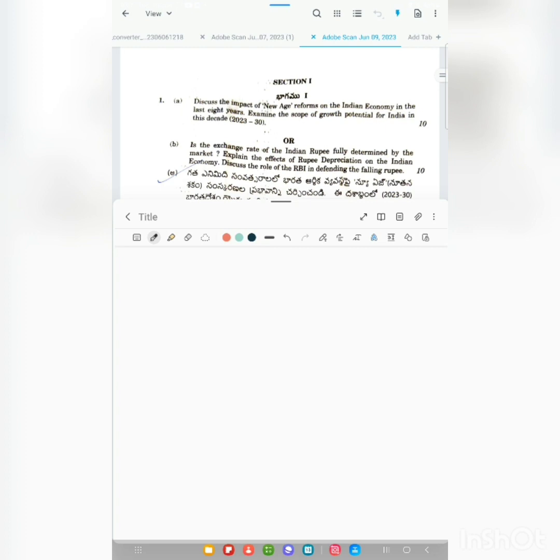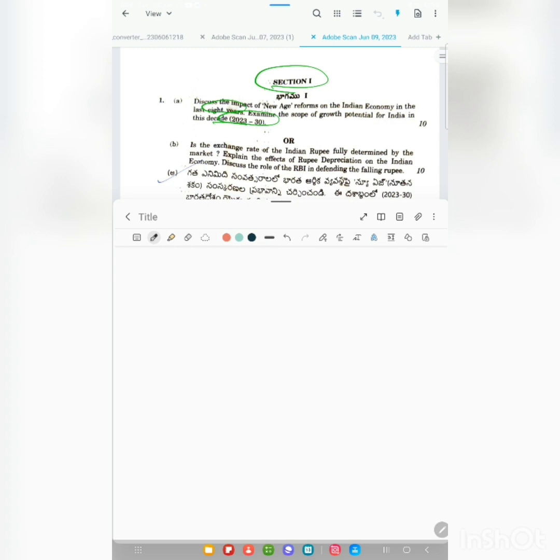Let me start with section 1. In the first question, I had two questions to choose from. One is: discuss the impact of new age reforms on the Indian economy in the last 8 years, and examine the scope of growth potential for India in this decade. This is a very open-ended question.